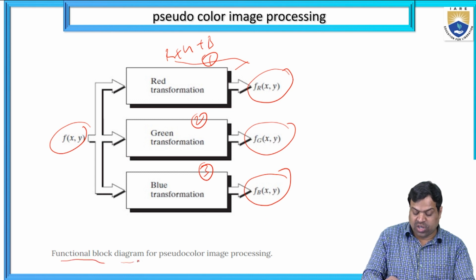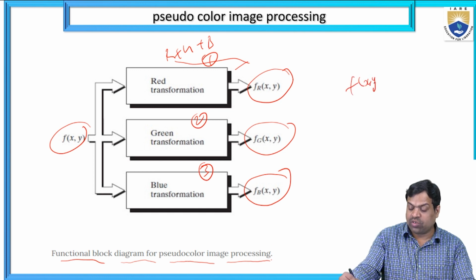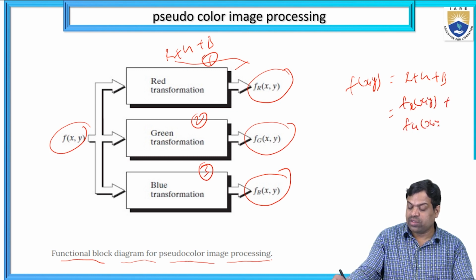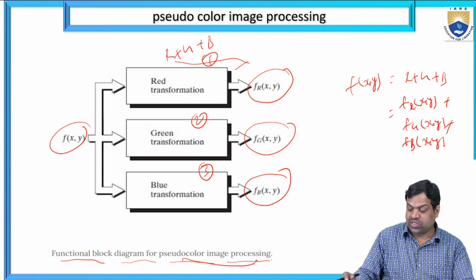So the functional block diagram for pseudo color image processing is f of x comma y equal to R plus G plus B, which is equal to FR of x comma y plus FG of x comma y plus FB of x comma y. So it is a pseudo color image processing combination.